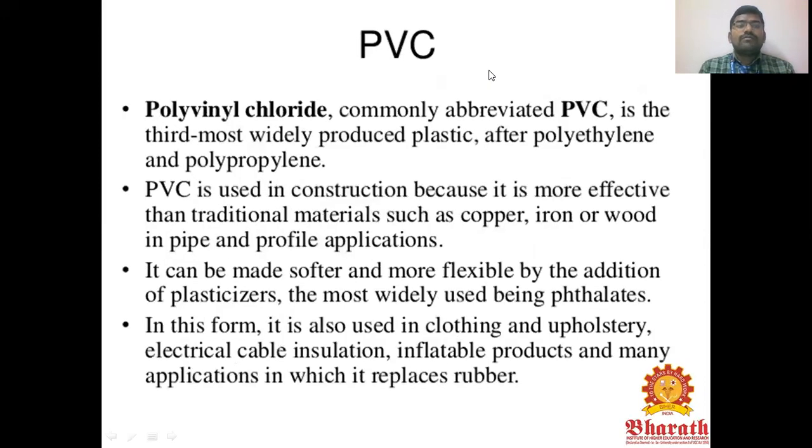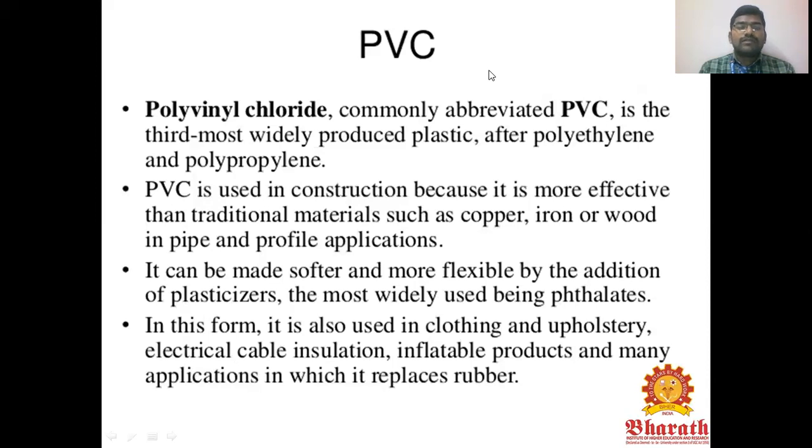PVC, polyvinyl chloride, commonly abbreviated as PVC, is the third most widely produced plastic after polyethylene and polypropylene. PVC is used in construction because it is more effective than traditional materials such as copper, iron, and wood in pipe and other applications.